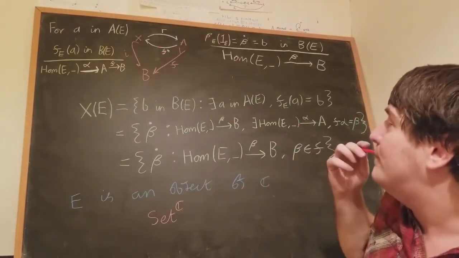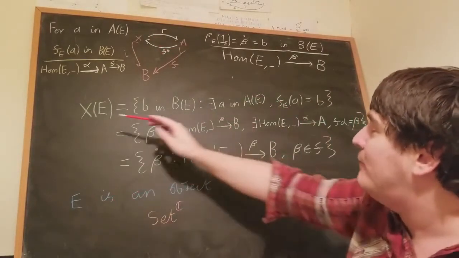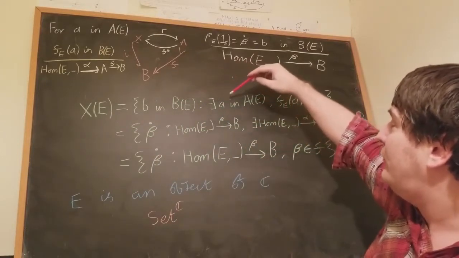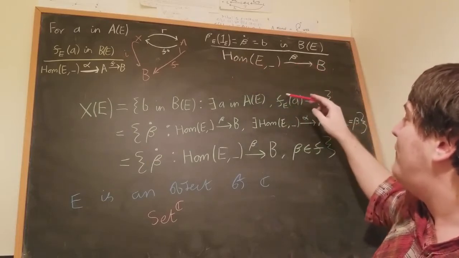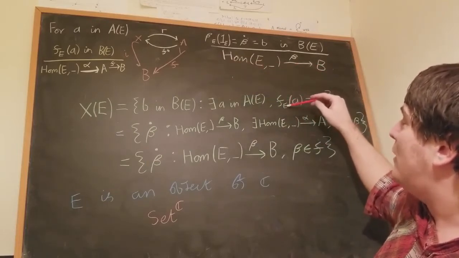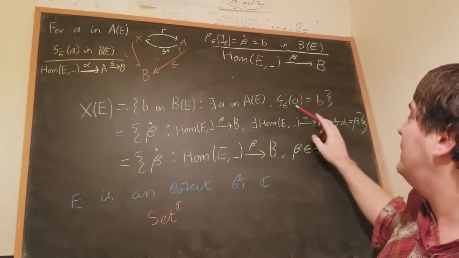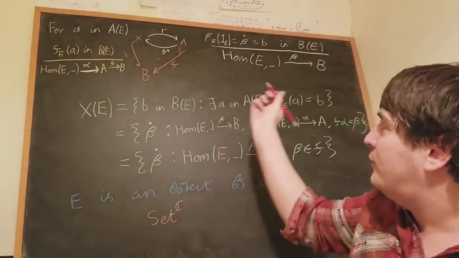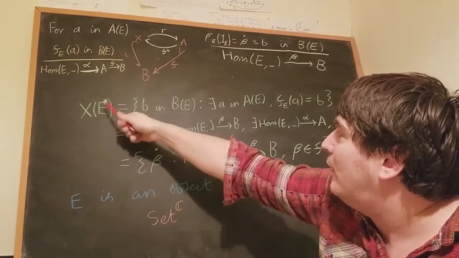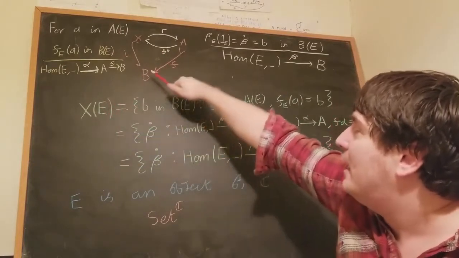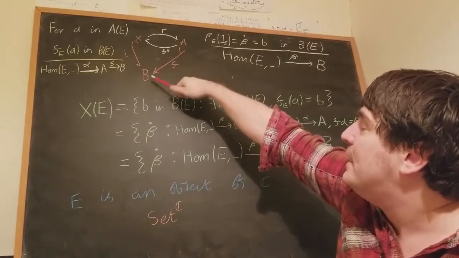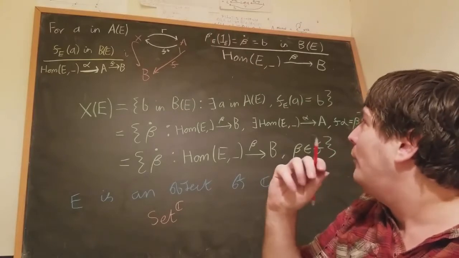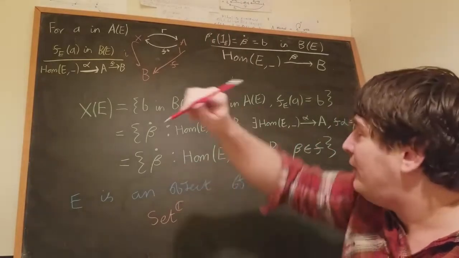Okay, for an object E of C, we can think of X of E as the set of elements in B of E such that there exists an a in A of E such that the E-th component of F sends little a to little b. So basically this is just saying that we can think of X of E as the elements of type E stuff in B that has something sent to it under F.